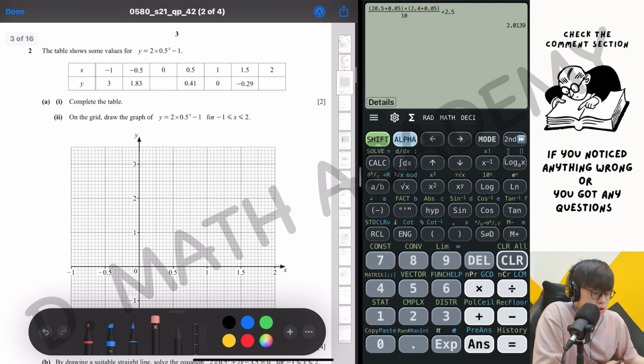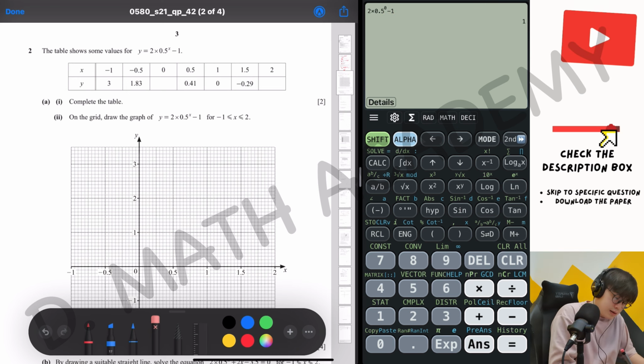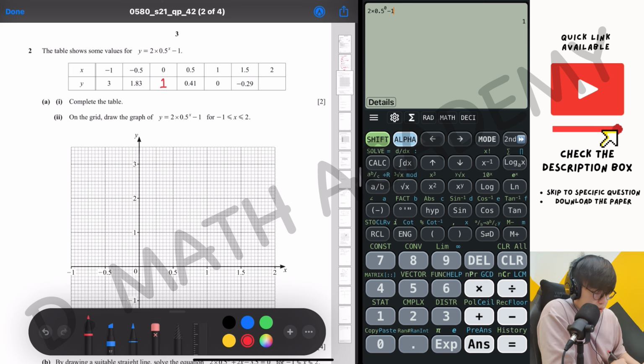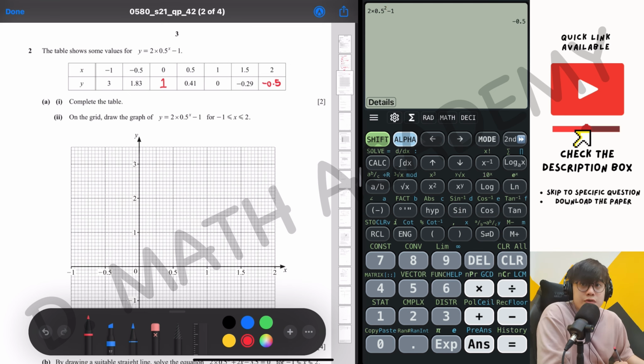Moving on to question 2, you're required to substitute the x given and to find the y's value. So this is how it works. After calculating it, you will get 1. And for the other one, it will be negative 0.5. So it's time to fill up the graph.